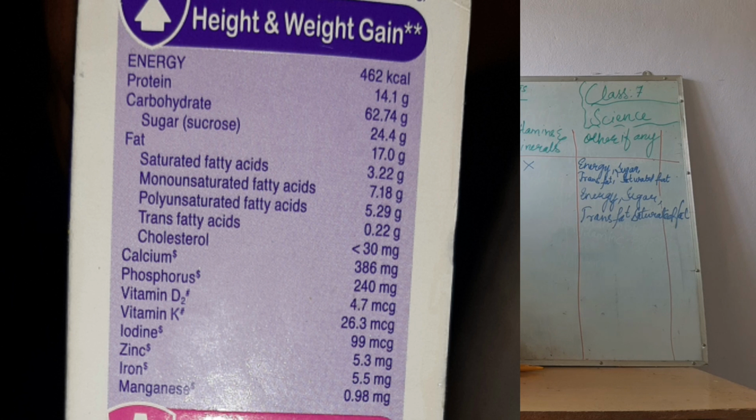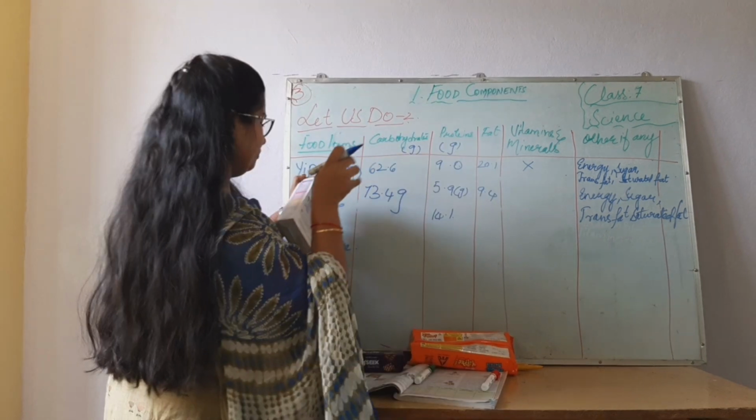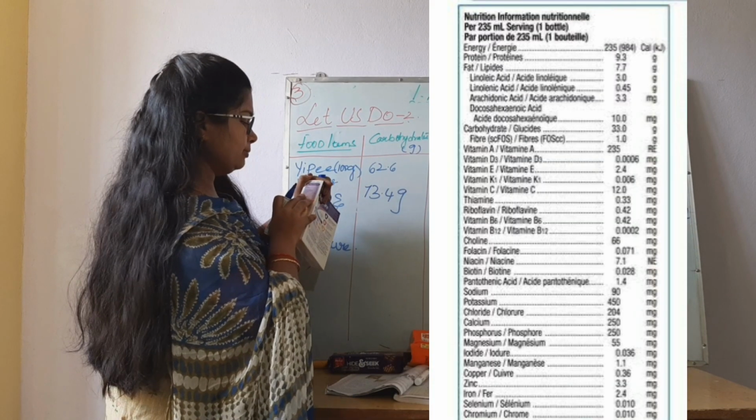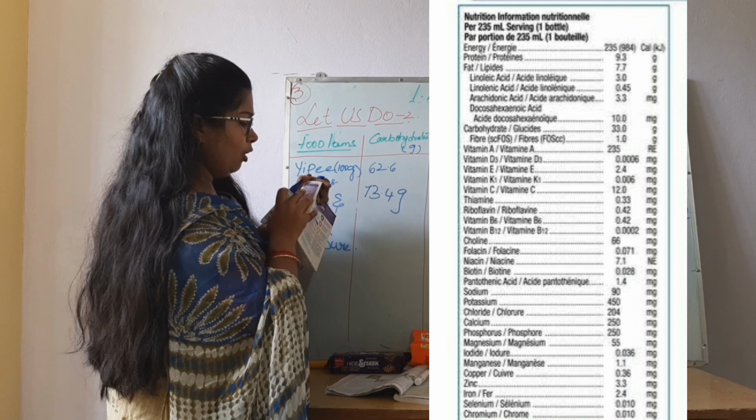What all you had in milk powder? 462 kilocalories of energy you had. Proteins 14.1 for 100 grams, same. And saturated fatty, monosaturated, all are there. Cholesterol, calcium is there. Yes, these all are there. There are many things given here. Vitamins, vitamin K, all are given here.